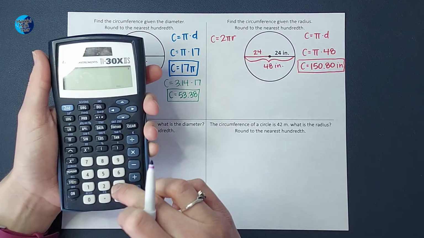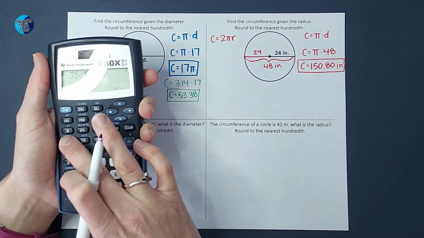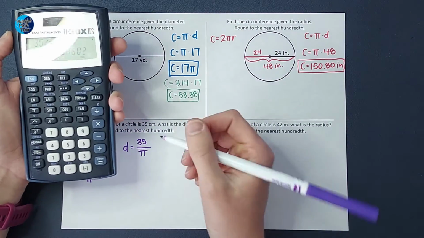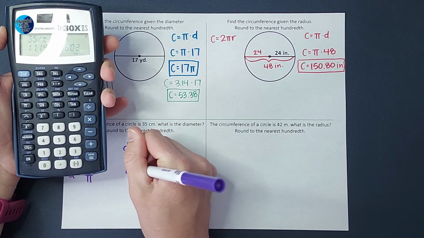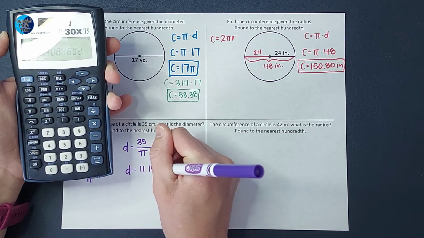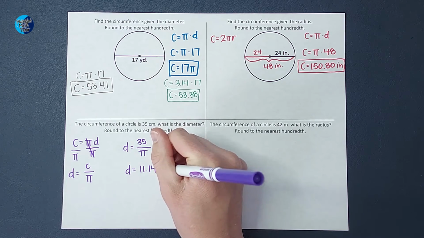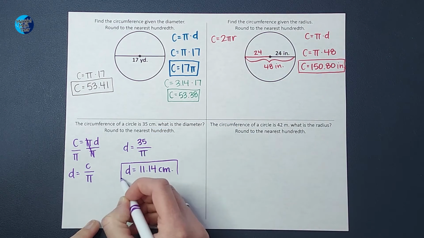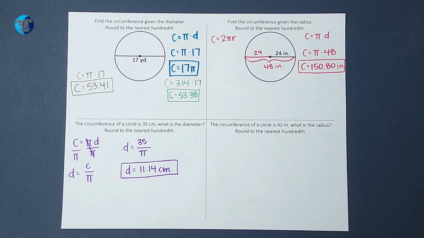Okay, let's go ahead and plug that in. So I have 35 divided by pi, and again, we're rounding to the nearest hundredth, so I'm going to get that my diameter is 11.14, and we are in centimeters. That is my diameter. All right, look at that.